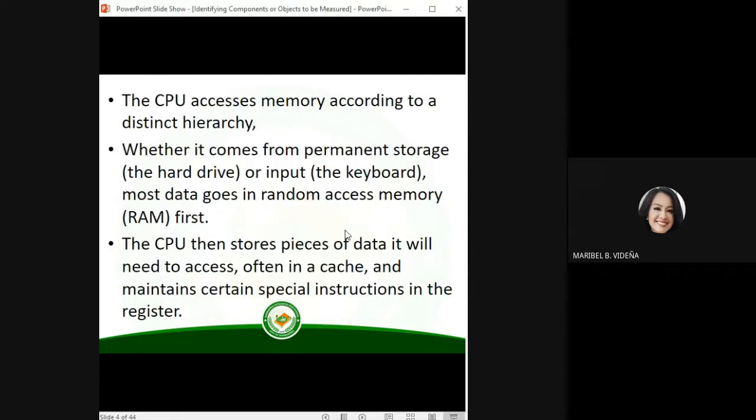The CPU accesses memory according to the memory hierarchy. Whether it comes from permanent storage or input, most data goes in random access memory, or RAM, first. The CPU then stores pieces of data it will need to access, often in the cache, and maintains certain special instructions in the register.